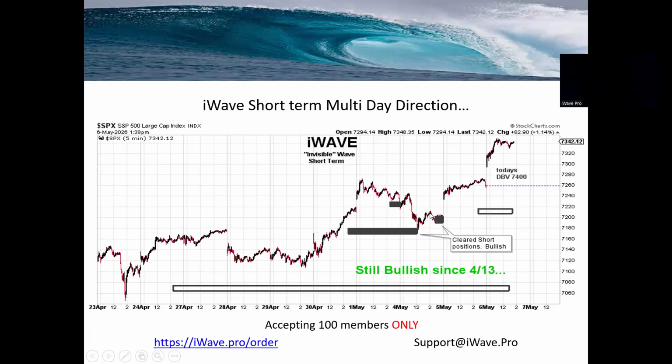Look how that worked right in there. Okay. See these dark ones? I changed them to dark colors because price went in there and collected their shorts, and now they're going even higher. See, look what I printed for my members. I said cleared short positions. This is bullish. Okay. And our multi-day signal direction is still bullish. I said there's no reason to get out of this thing. It's going to continue to go up.